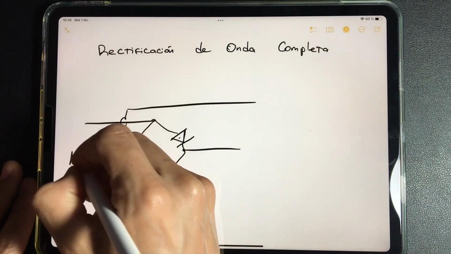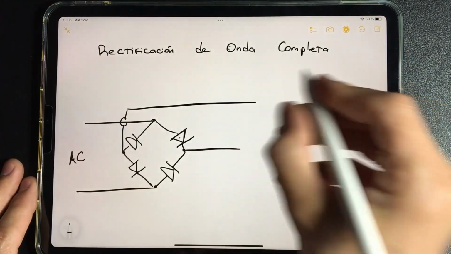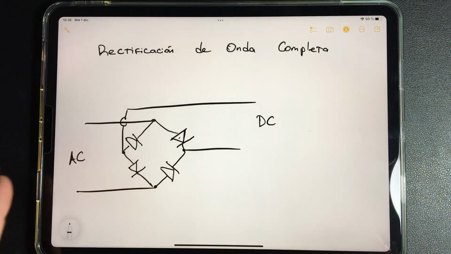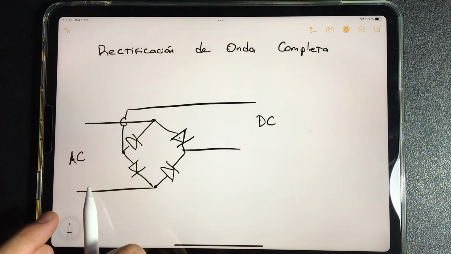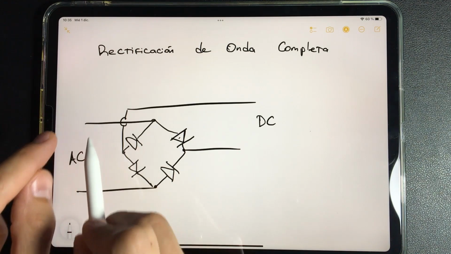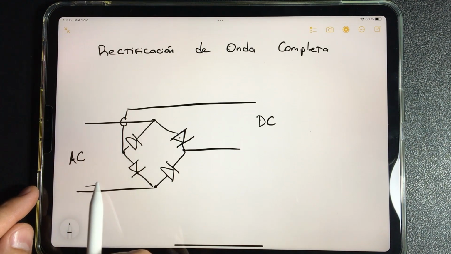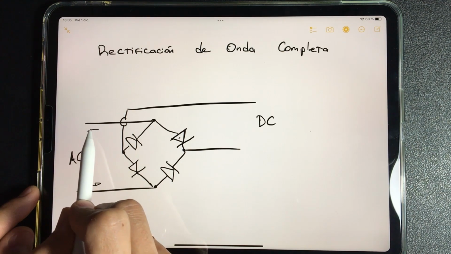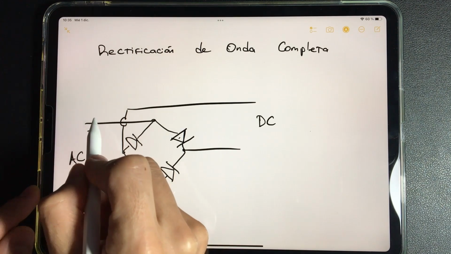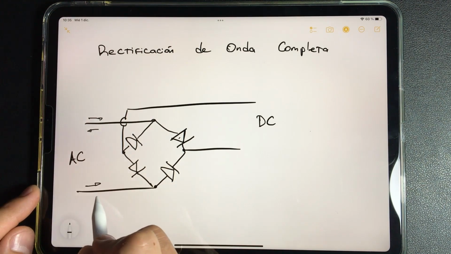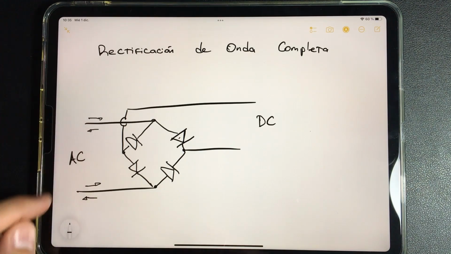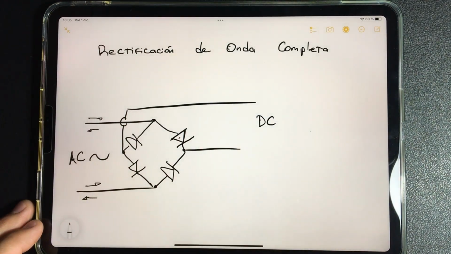We are going to have an alternating current input, and here we have a direct current output, and look how it does it. It is very easy to understand. You know, what we have here are electrons entering here and coming out here. But in the next moment in time, the electrons enter here and come out here. All the time this is fluctuating because it is alternating current.